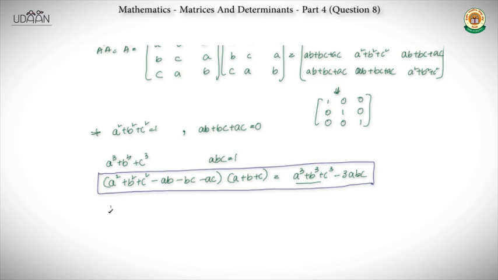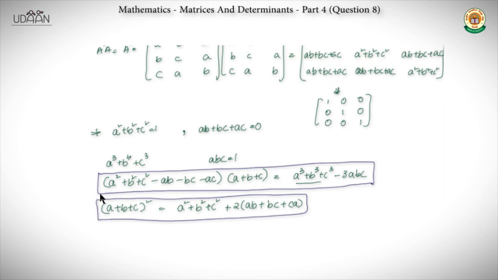We also know that A plus B plus C whole square will give us A square plus B square plus C square plus 2 into AB plus BC plus CA. This is a pretty simple expansion. And we have A square plus B square plus C square, which is 1, plus 2 into this whole thing, which is 0, which gives us A plus B plus C whole square is equal to 1. That gives us A plus B plus C could be 1 or minus 1.